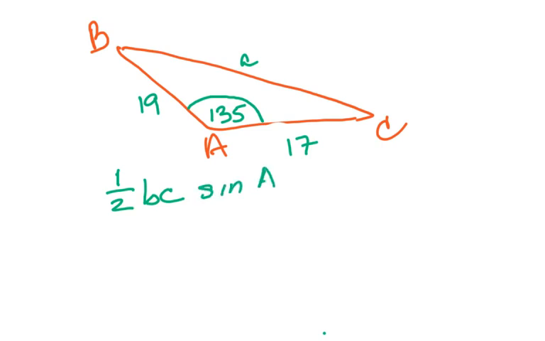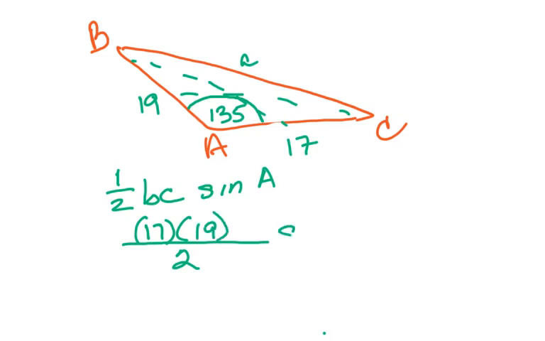So all we're going to do is plug numbers in. When I say 1/2, I'd rather put B and C up top and then just divide it by 2. So B is what? B is right across from there. It's 17, so 17 times C, which is right across from here, and it's 19, divided by 2 times the sine of A. And by the way, the sine of A is the sine of 135 degrees.